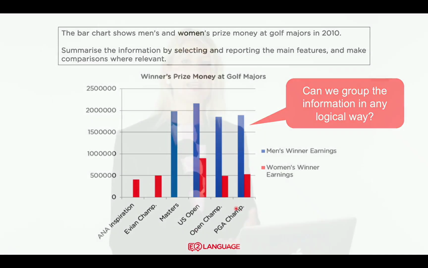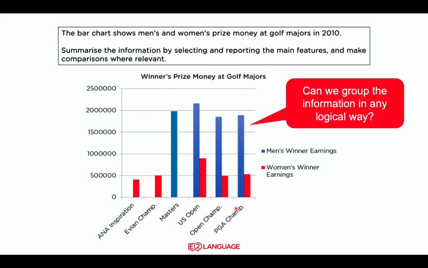Another thing to consider is grouping. So remember that we have our intro, overview and two key features. So you're always looking for a way to separate the information in the graph into two different things. So when you look at this graph, how would you separate the information? There are a few different ways to do it. You might want to deal with men in one paragraph, women in another paragraph.